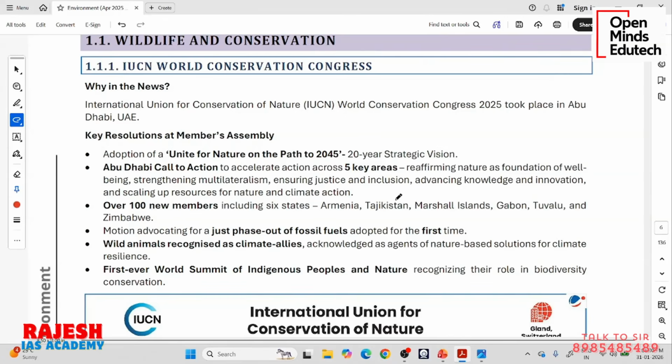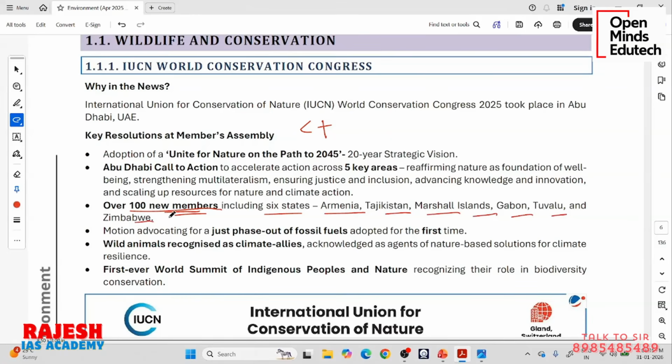Next one is over 100 new members, including six states. In this organization, members can be countries or private organizations, NGOs, private individuals. Anyone can be a member. There is no mandatory bar saying it is only for countries. It is not an intergovernmental organization. It is open to any organization, private or government. Among the 100 new members, there are 6 countries: Armenia, Tajikistan, Marshall Islands, Gabon, Tuvalu, and Zimbabwe.